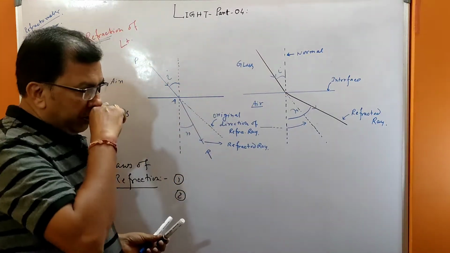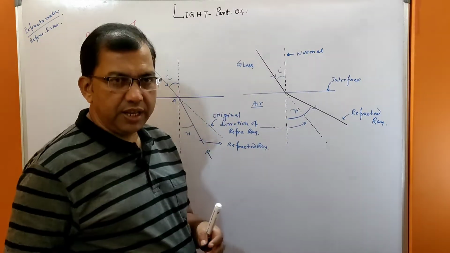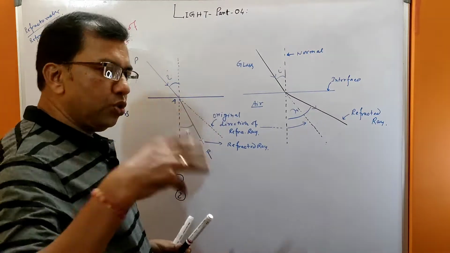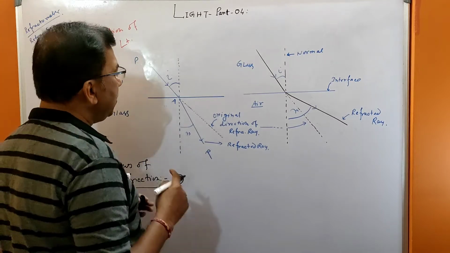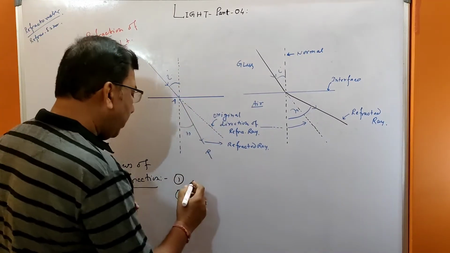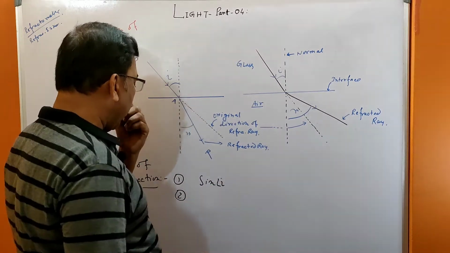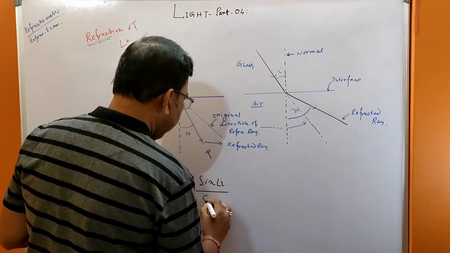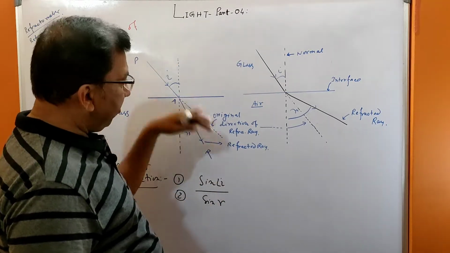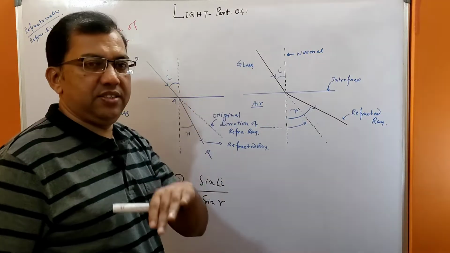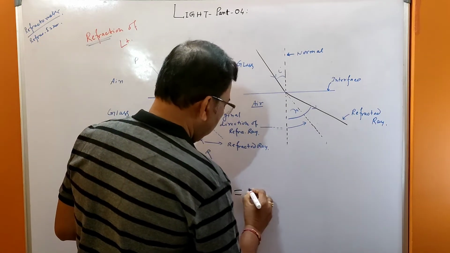But out here, the Dutch mathematician and scientist Willebrord Snell established this law. The ratio of the sine of angle I and the sine of angle R, sine I by sine R. In the case of refraction, the ratio of sine I and sine R equals a constant.